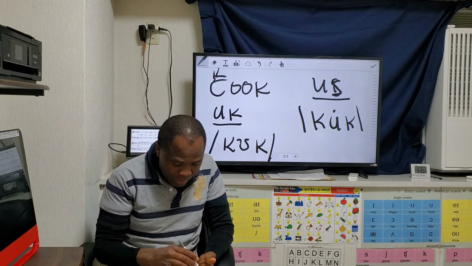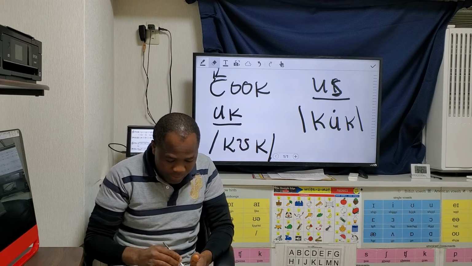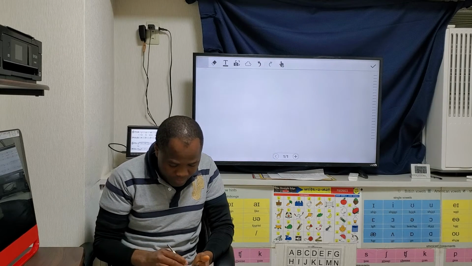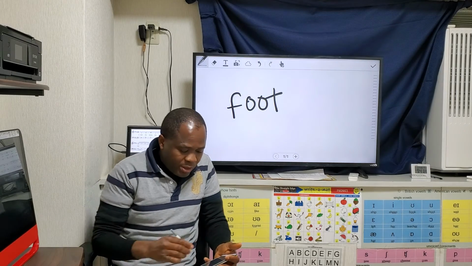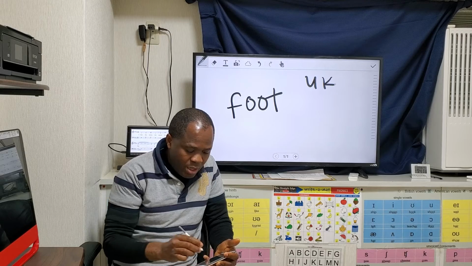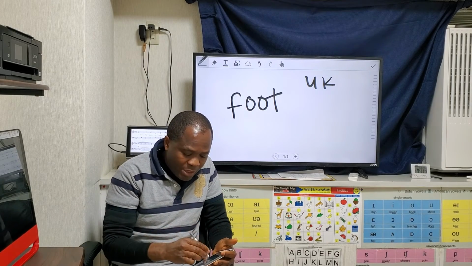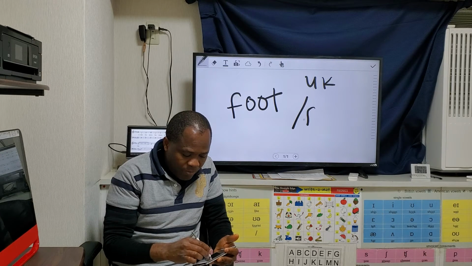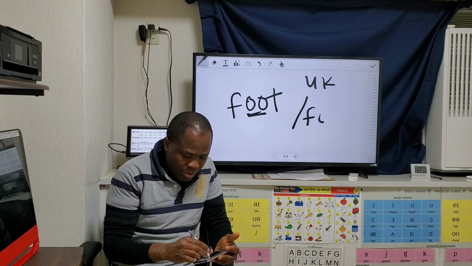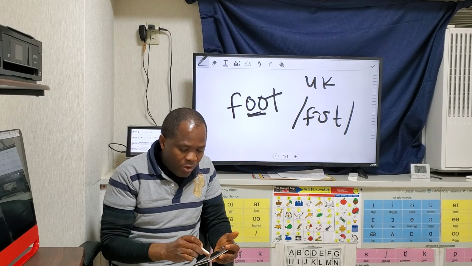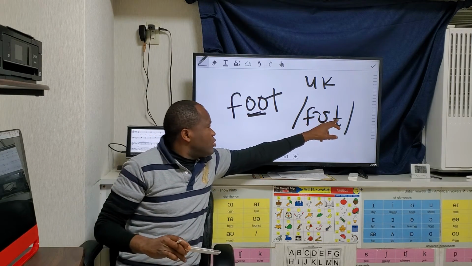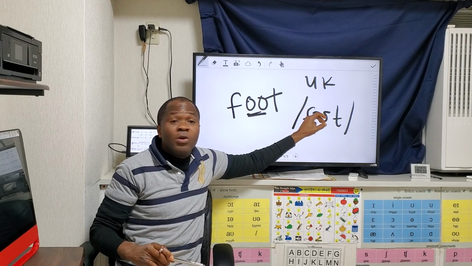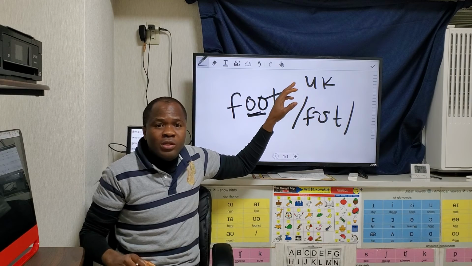Let's look at our last example. Our last example is going to be F-O-O-T. Let's look at the UK. Remember, slash to the left. F, then we have this sound, and T. So we have F, ʊ, T. Foot.